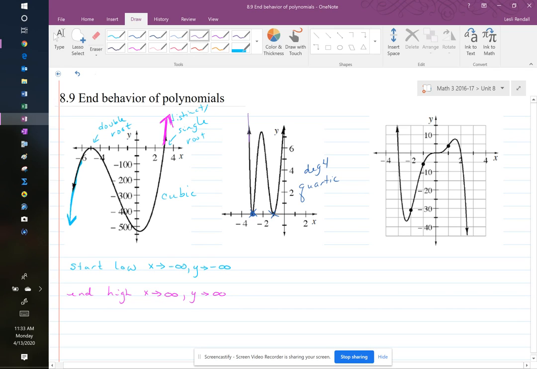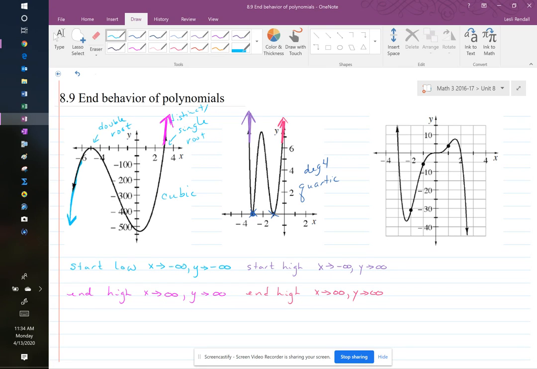So when we look at the left part of the graph, it is starting high. So as x is getting smaller, y is getting bigger. When we look at the other side of the graph, it is also ending high. So as x is getting bigger, going to positive infinity, the y values are also increasing and going to positive infinity.